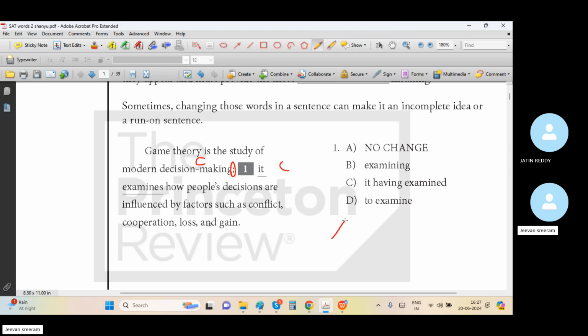Why can't you go with D? More concise, yes, right? Giving the necessary sense and concise. So D is the answer. Understood? So game theory is the study of modern decision making to examine how people's decisions are influenced. Is it clear? Although A is correct, the concise one is D, giving the sense to the fullest and in less word count.